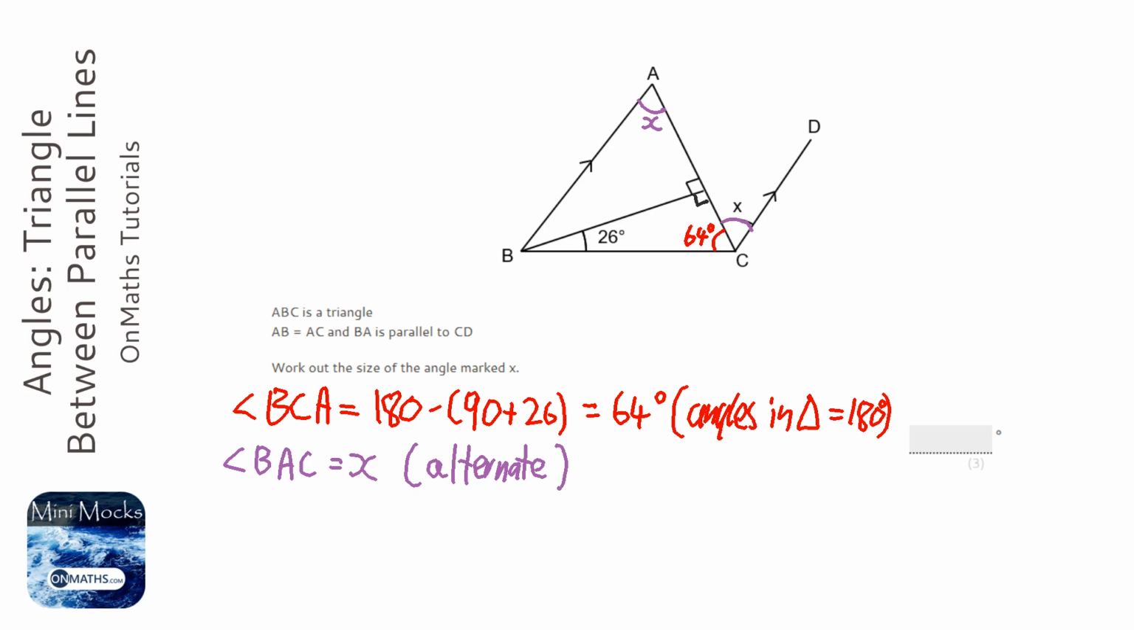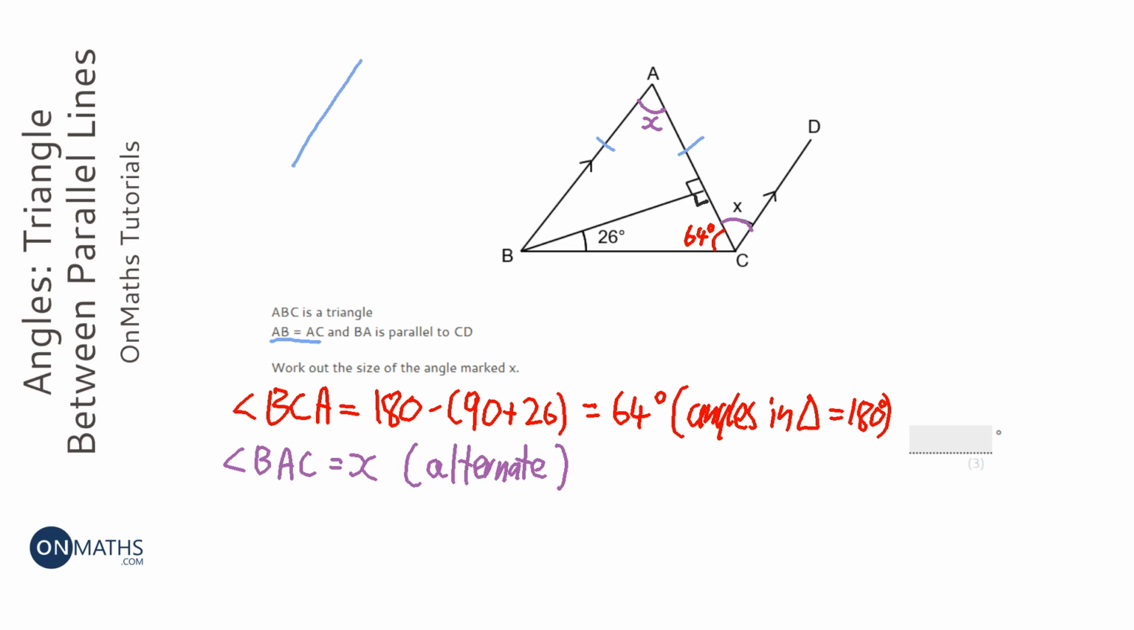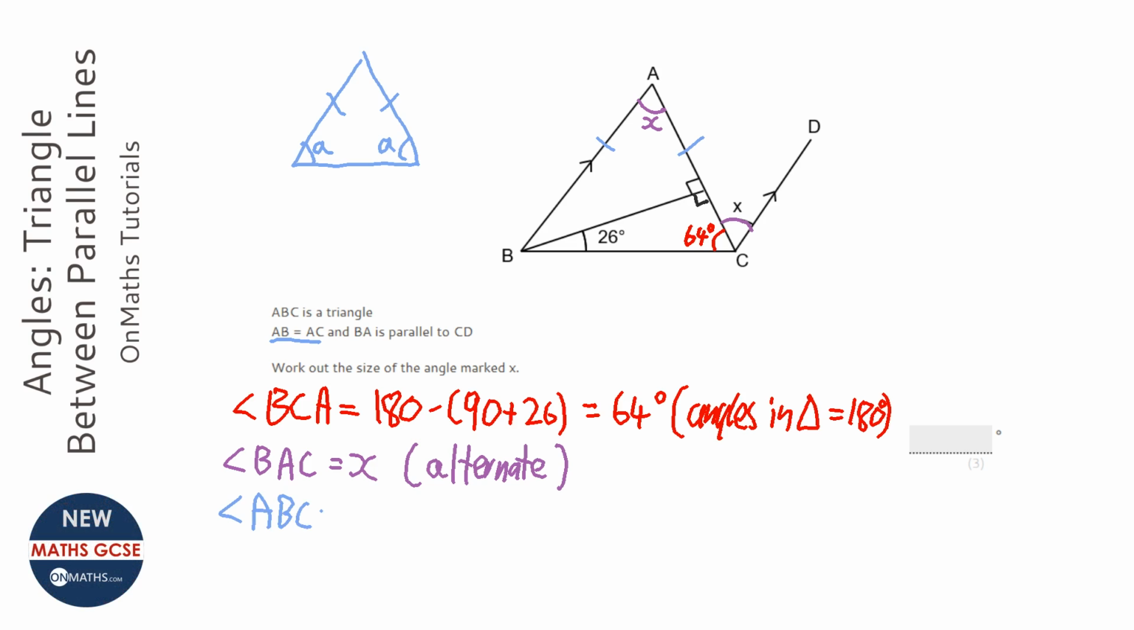Okay, the next bit, if you have only used the diagram and not read the question, you're going to have real problems because you can't answer the next bit without reading the question. This bit here in the question is critical, the fact that AB is the same as AC. So that length there and that length there are equal. Now something we do know about isosceles triangles, which this is, is that the bottom two angles are equal. They are the same. Therefore, the next bit I can write down is angle ABC is going to equal 64 degrees as well.